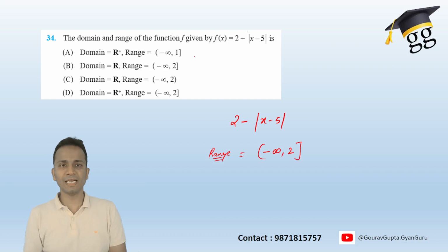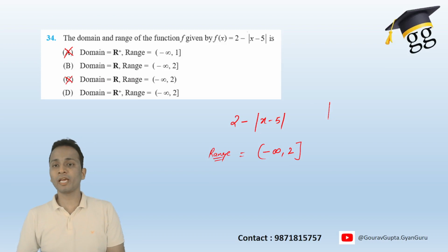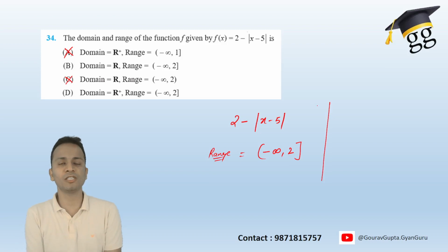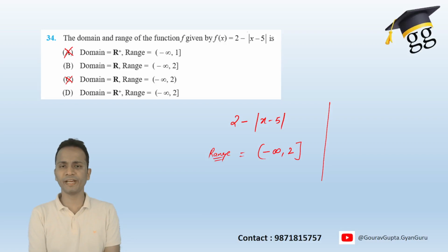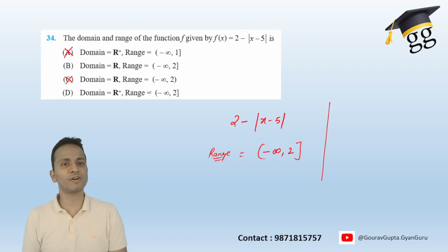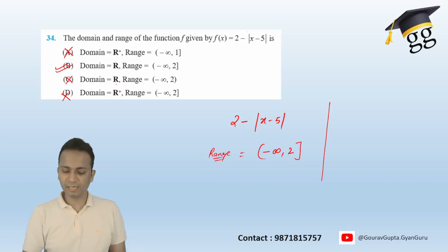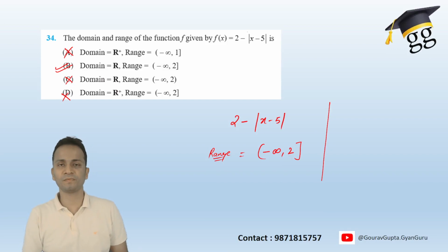Alright. Now, on the basis of this, I can eliminate option A and option C, and I will keep option B and D with me. Okay. Now, talking about the domain, modulus function is defined for all real values of x. Yes, it is defined. So I can say that the domain of this function will be all real numbers. So that is option B, and option D is eliminated because it is saying that all positive real numbers. No, x can be negative as well. All right. So option B is the correct answer of question number 34.